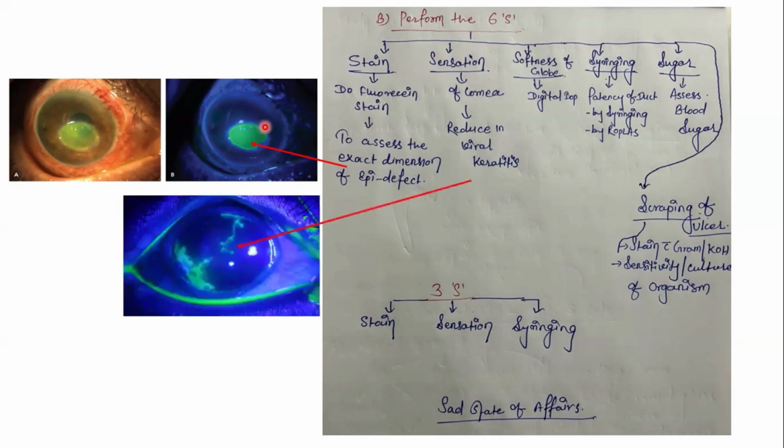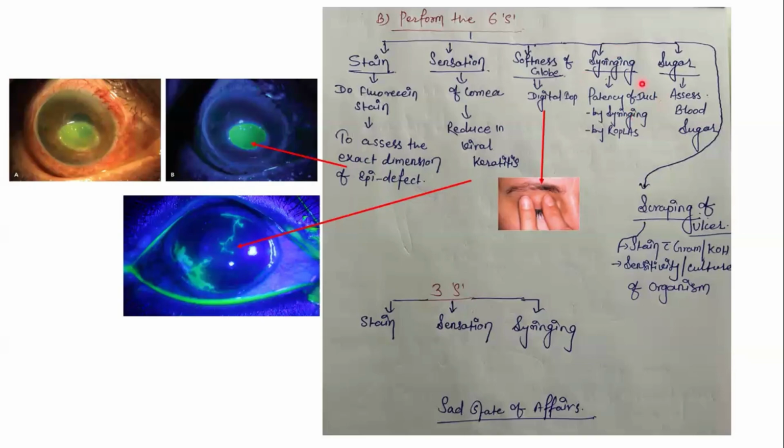The next one is to check the corneal sensation. As we know, corneal sensation is reduced in cases of viral keratitis. So it is very important to check the corneal sensation as well, just to rule out whether the corneal ulcer is viral, bacterial or fungal. The third S is the softness of the globe. As we know, the Goldmann applanation tonometer is contraindicated in cases of corneal ulcer. So always perform the intraocular pressure assessment digitally.